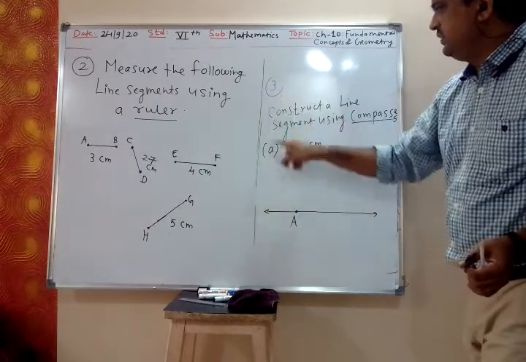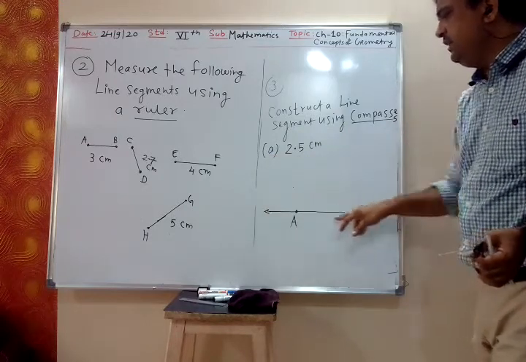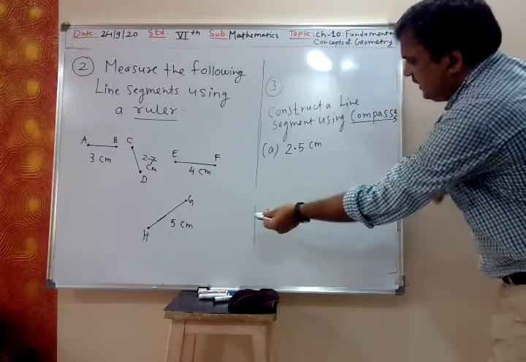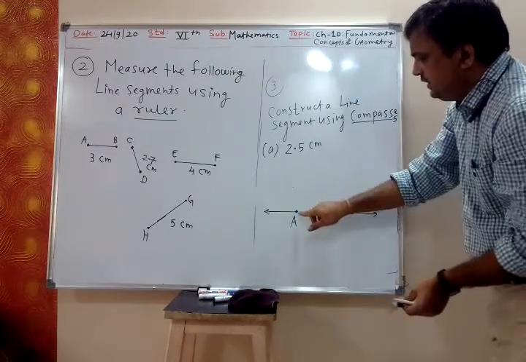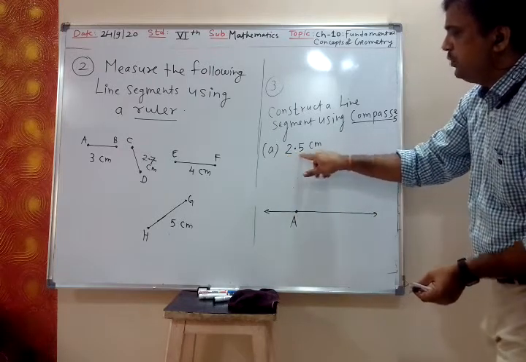This line will be of any length. Just we draw the line using ruler. We draw just any bigger line. Then we take any point A on that. Now we want to draw the line segment of 2.5.